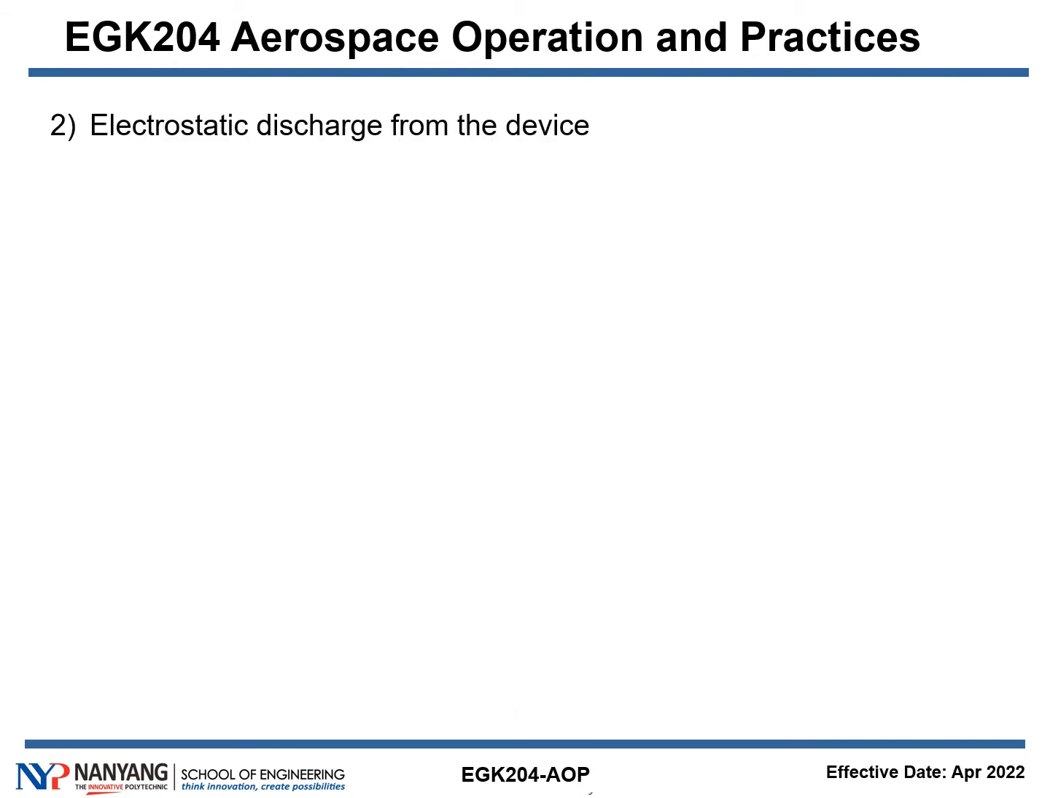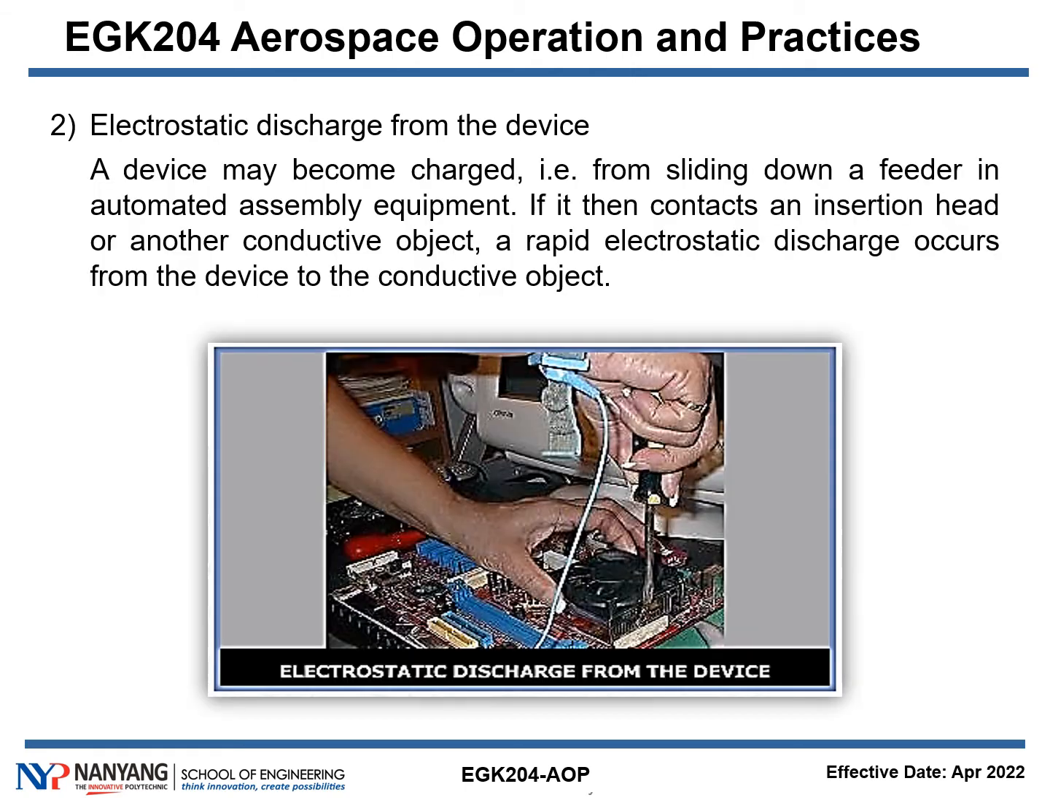The second one is the electrostatic discharge from the device. The device may become charged, but when you slide it down a feeder and it contacts another object or a conductive object, the rapid charge transfer, this electrostatic discharge, occurs from the device to the conductive object.